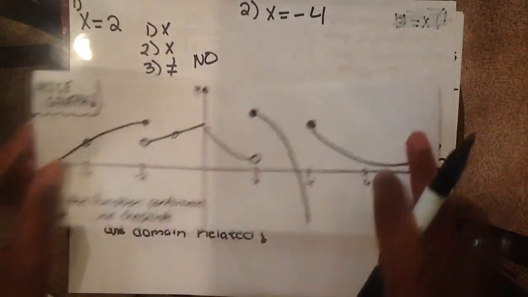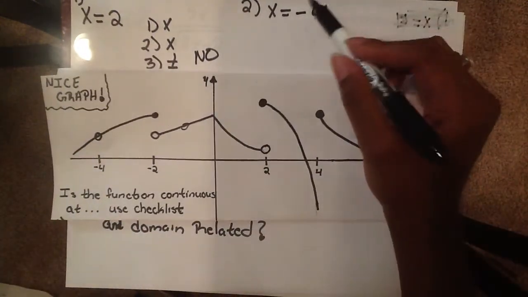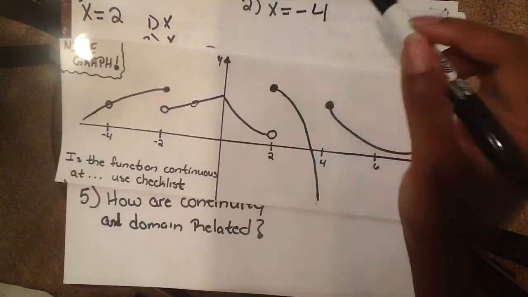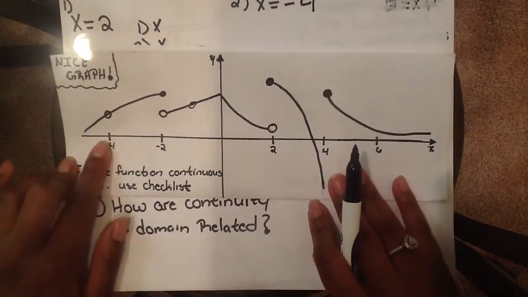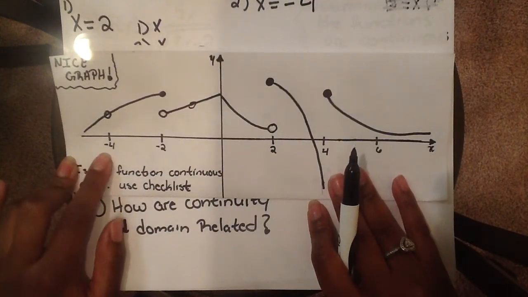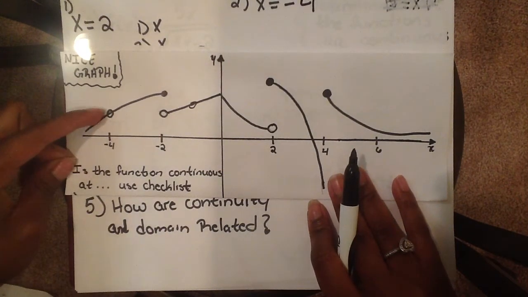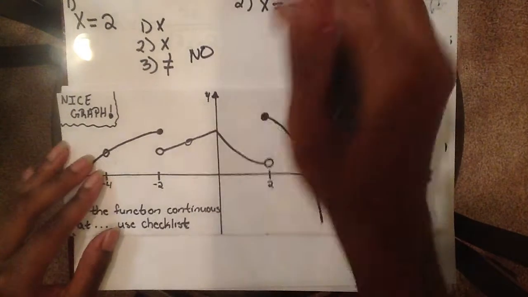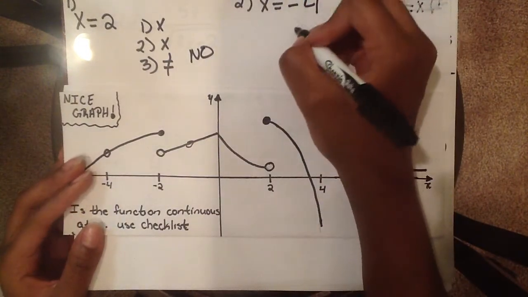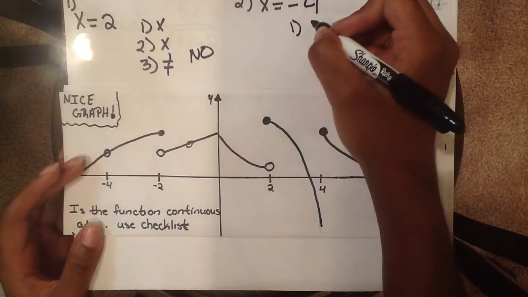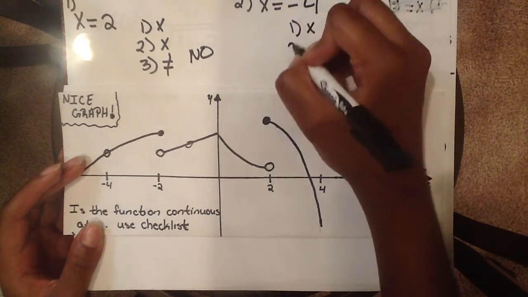For number 2, we're asked to do the same thing for x equals -4. Let's find our -4, which is over here. Our first question is, does f of -4 exist? There's an open circle here, so it has already failed that piece, because at x equals -4 it is undefined.